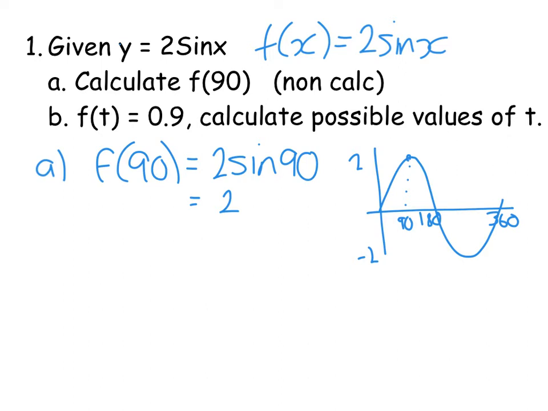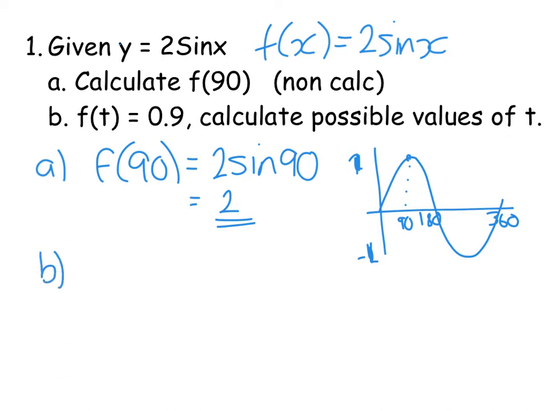Similarly, I could have done that by just showing you that the original sine graph goes from 1 to minus 1. So your normal sine graph goes as high as 1, but we've got a 2 in front, so we double it. So f of 90 is 2. So that's coming from your graph.